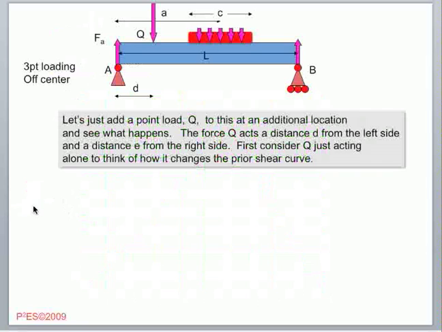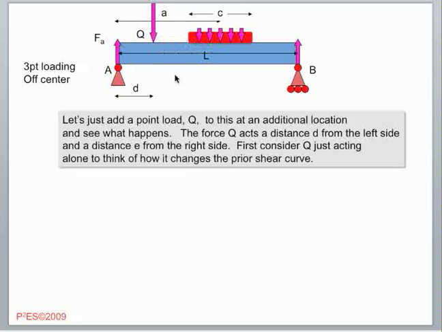To put these two types of solutions together, I'm going to put a concentrated force here at this position, which is position D away from the left-hand side. It's a force of Q. Our force of P is still located here, and we're going to see how we can assemble these two together.